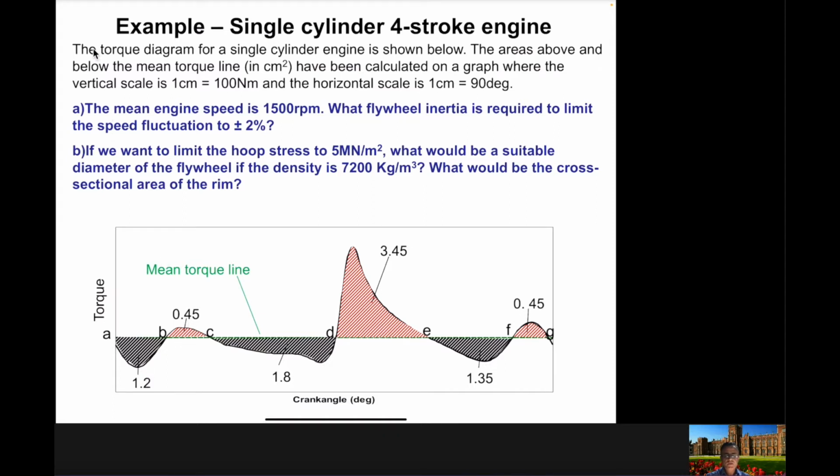If you read the description of the question, it's saying that the torque diagram for a single cylinder engine is shown in the figure below. The area above and below the mean torque line is in centimeter square. So these areas which are provided are in centimeter square. All these are in centimeter square here.